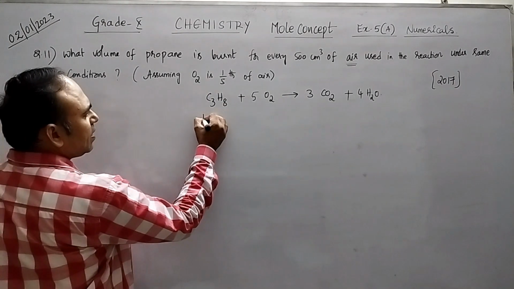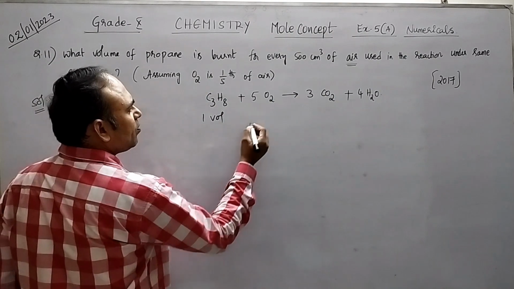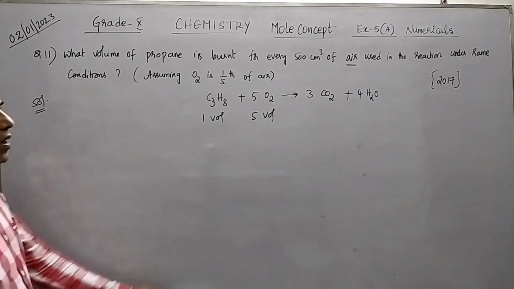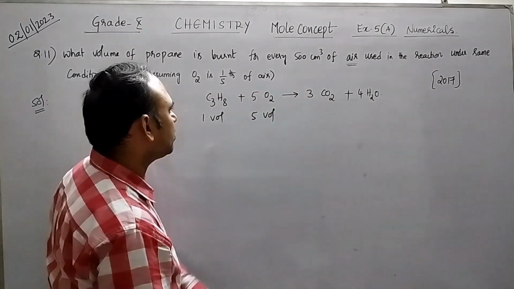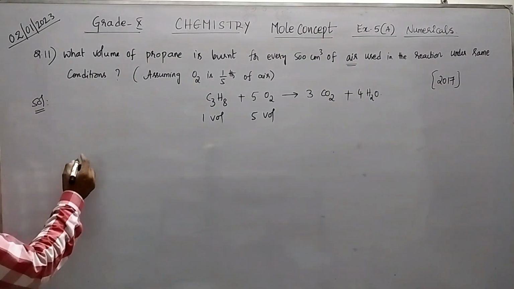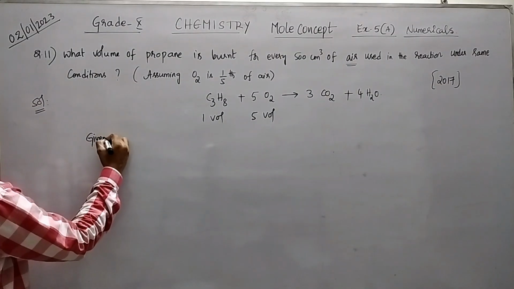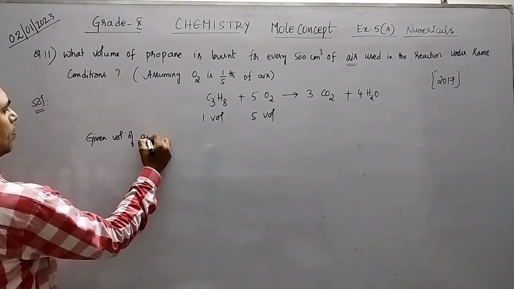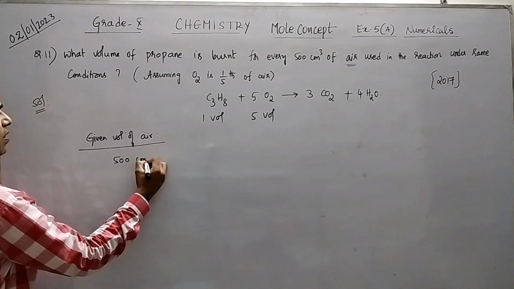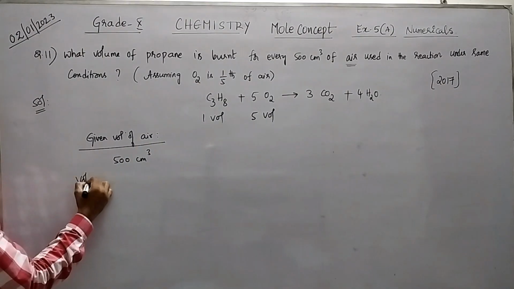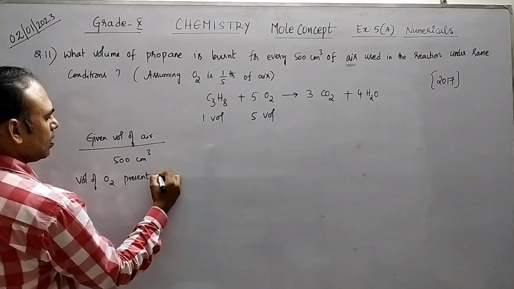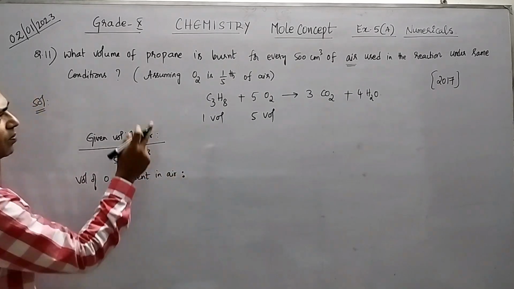First and foremost thing, 1 volume of propane requires 5 volume of oxygen, that we know. They are not asking anything in product, so we can ignore this. This was asked in the 2017 board exam. Now we are given the volume of air. So how much volume is given? 500 centimeter cube. And what is the volume of oxygen present in this air? Nothing but 1/5.